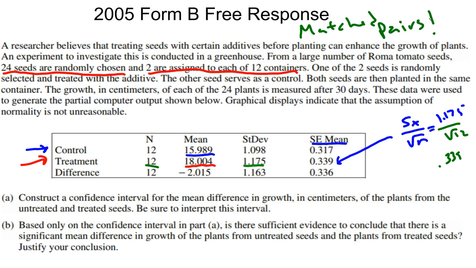We're making sure that the seeds are treated the same, they get the same amount of water, the same amount of soil, everything about the way the seeds are being treated is the same, except for one has this additive and one does not. And so we look at this table here, the row we really care about is that last row. That last row that I've highlighted there is the information about the difference. And it actually did a lot of work for us. Typically, we have to calculate these things on our own, but we don't even have to today.